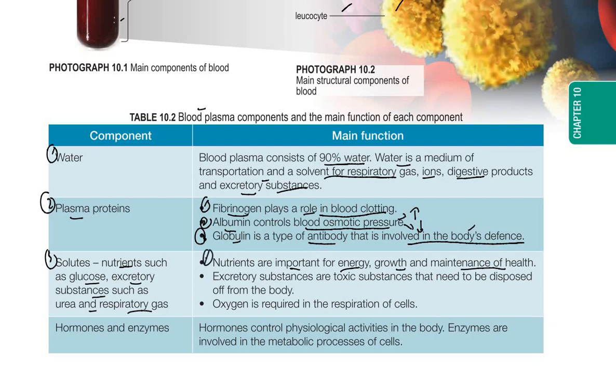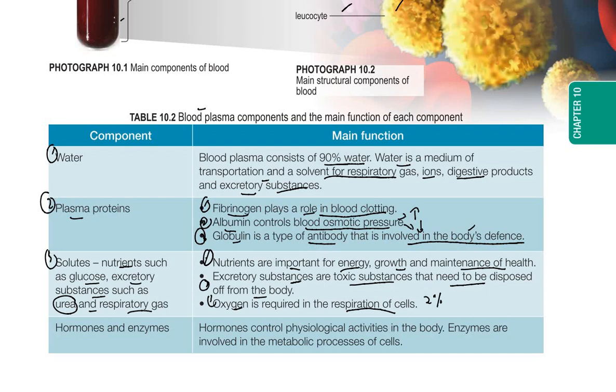Okay, and then second we have excretory substances, toxic substances that need to be disposed of from the body. For example here, urea. Okay, urea. So it can also be found in this blood plasma, so that it can be removed from our body. Okay, and then the third one, we have oxygen, which is required in the respiration of cells. So oxygen can also dissolve in this blood plasma, but not too much, just 2% I think of the oxygen. Other than that, nearly 98% will combine with hemoglobin.